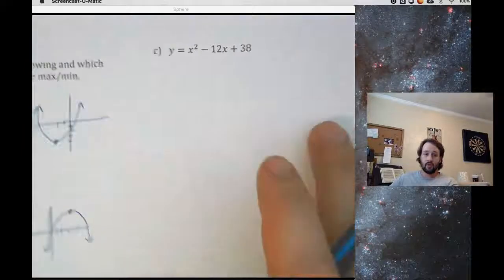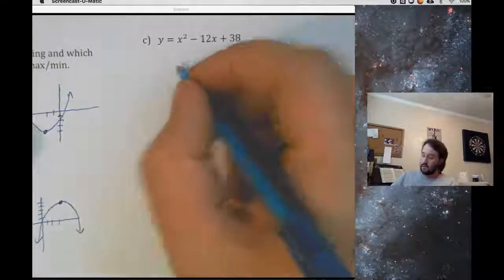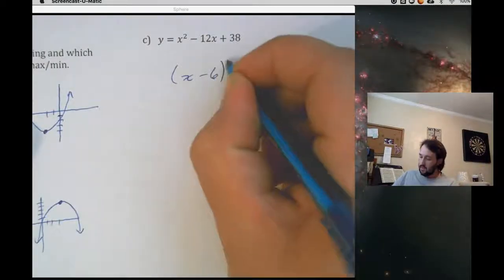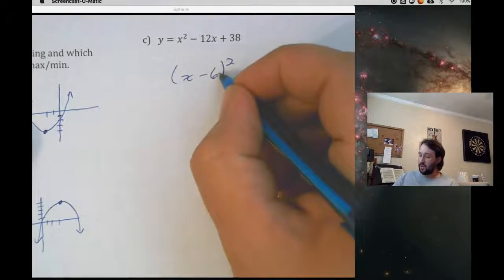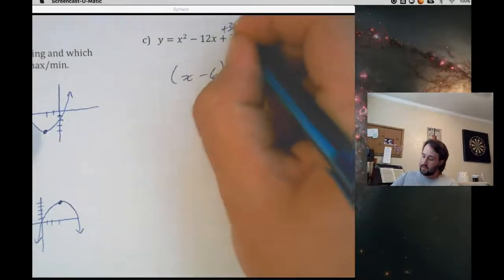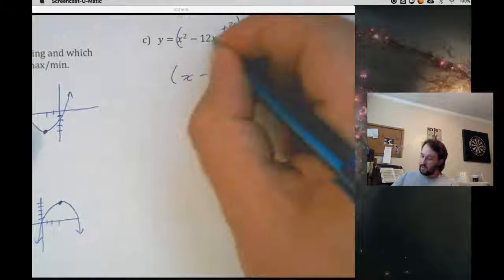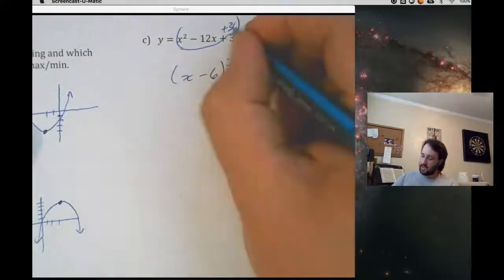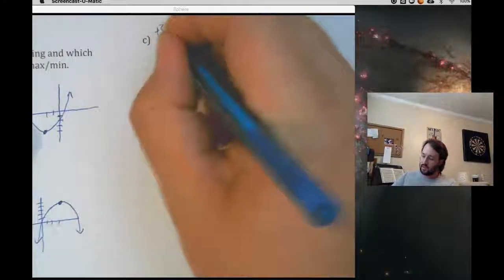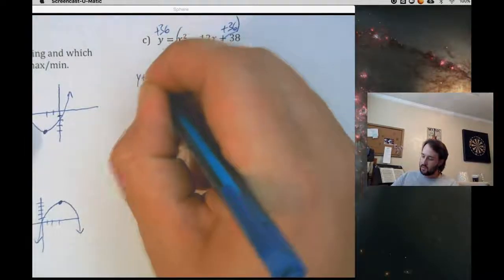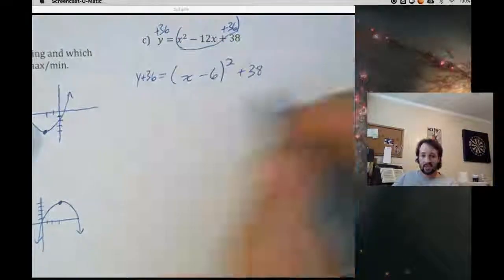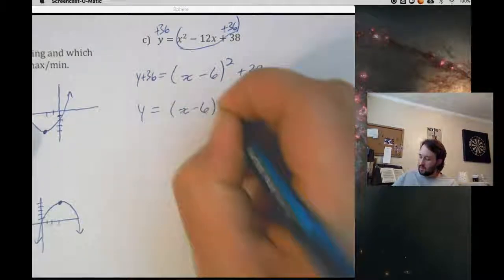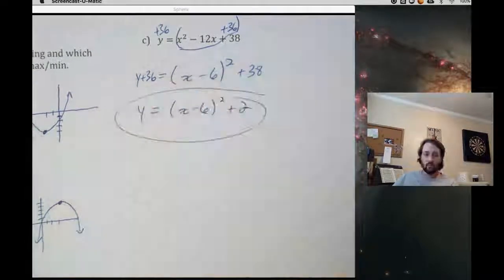All right, last one. We're almost there. You guys are doing good. Okay, so again, I need to have half of b squared, which would be negative 6. There's my perfect square. Negative 6 squared is positive 36. So all of that part right there is creating the perfect square. So I still have that plus 38 on the outside. Since I added 36 on this side, I need to do the same on that side. So y plus 36 equals all that junk. And then just subtract the 36 to the other side. So y equals x minus 6 squared plus 2. There we are in vertex form.